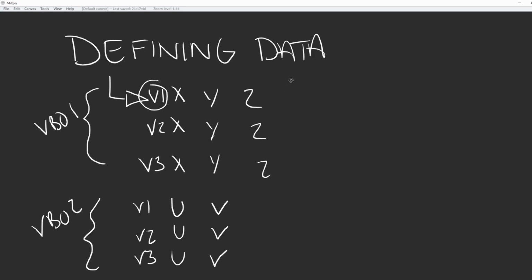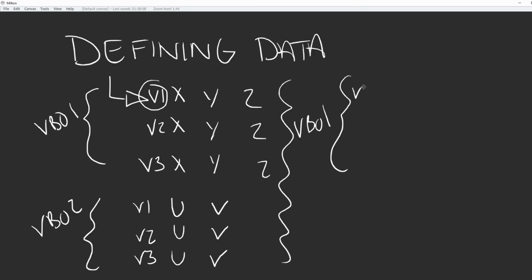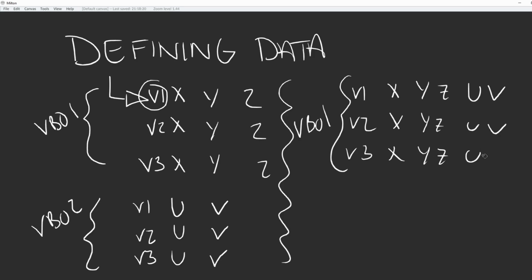So what I mean by that is that if we were to have a new API, VBO1 would just contain data per vertex. So for vertex 1, it would have x, y, z, and then a u and a v, right? And then vertex 2 would have x, y, z, u, v. And vertex 3 would have x, y, z, u, v. And this again is called interleaving, right?